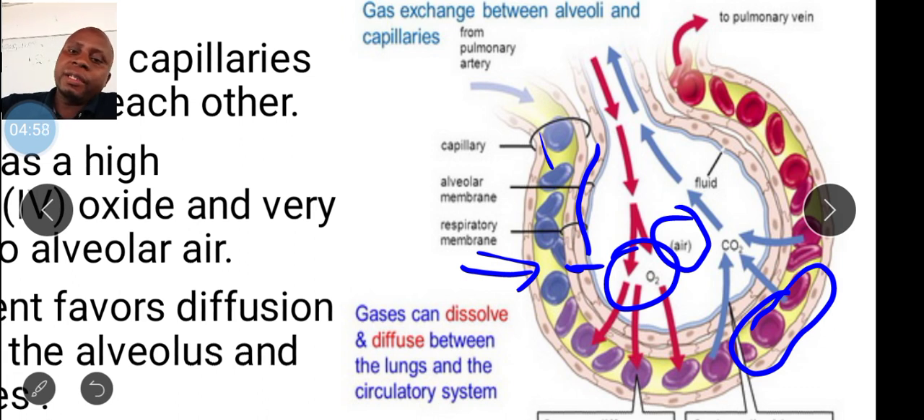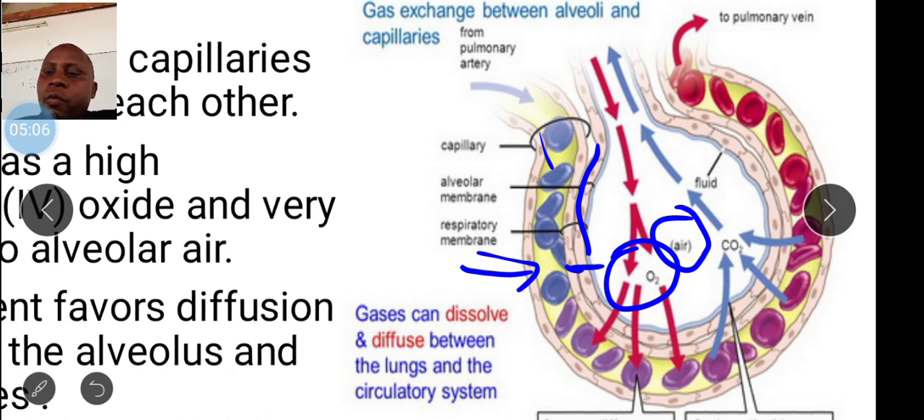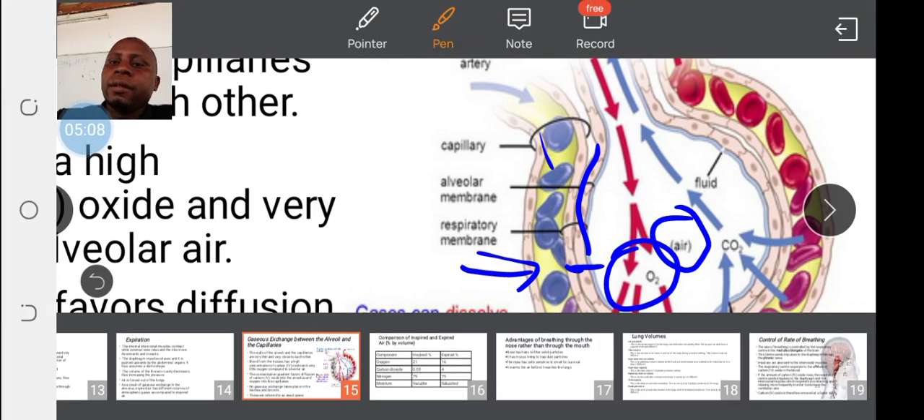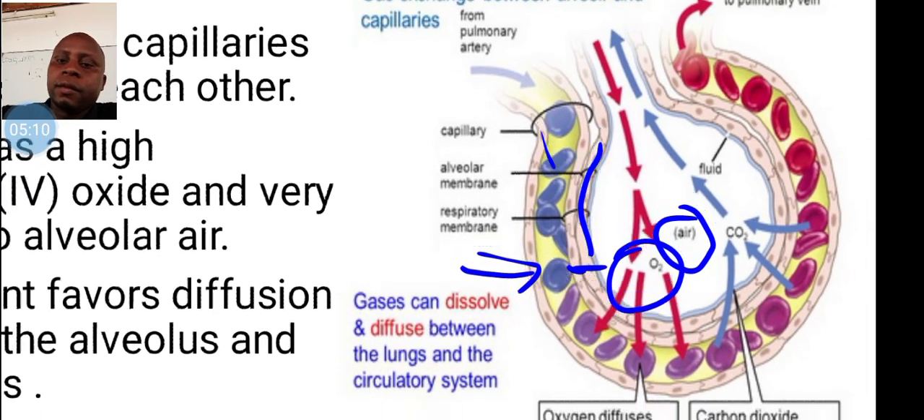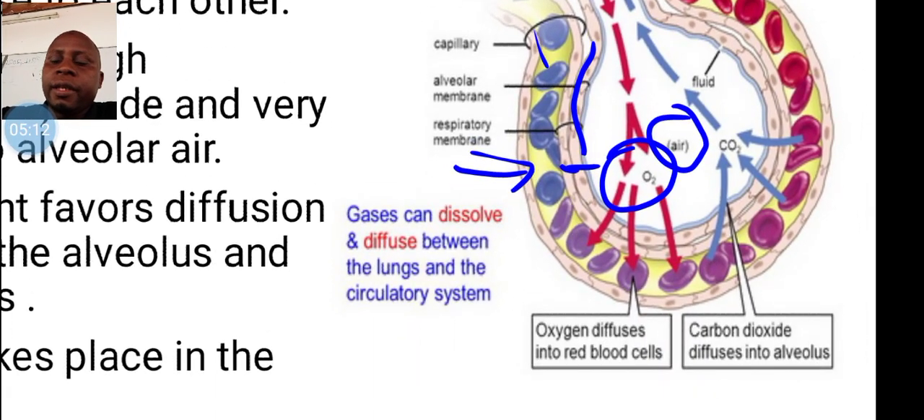So when the oxygen moves into the blood, it usually combines with hemoglobin, which is found in the red blood cells. Okay? So oxygen combines with hemoglobin to form oxyhemoglobin. This makes the red blood cells appear bright red.